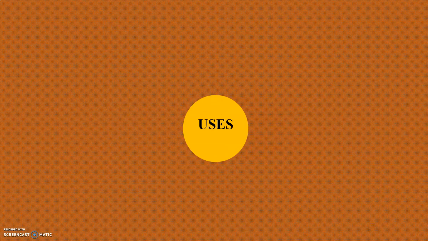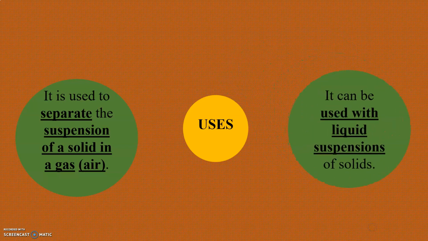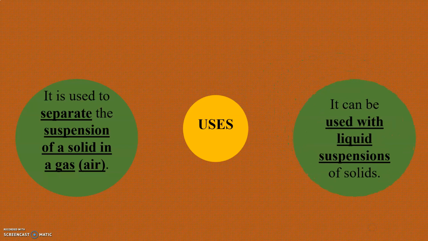Now let us see the uses of cyclone separator. The cyclone separator is used to separate the suspension of a solid in a gas. The second use of cyclone separator is it can be used with liquid suspensions of solids.